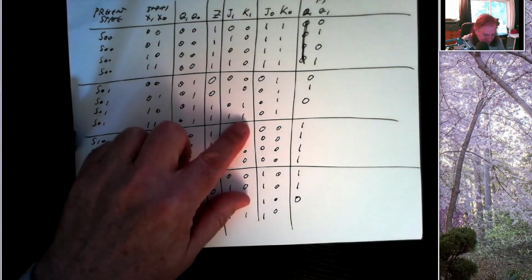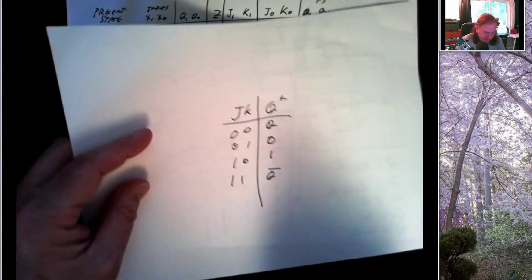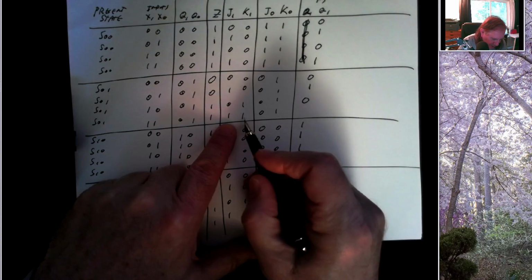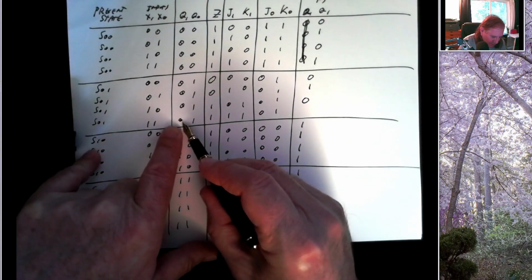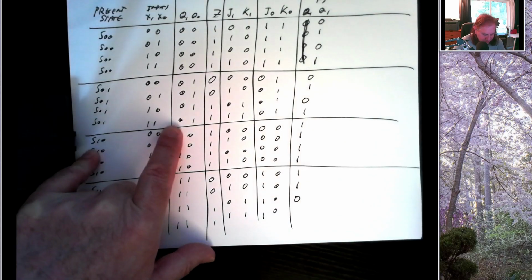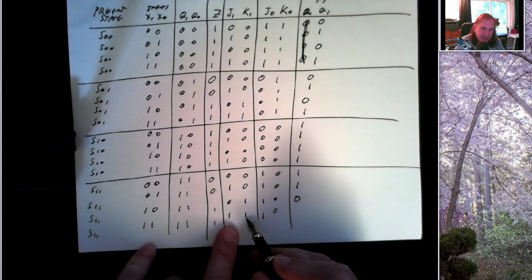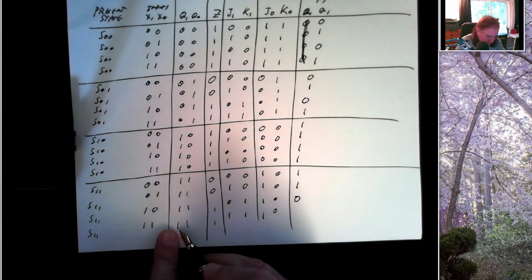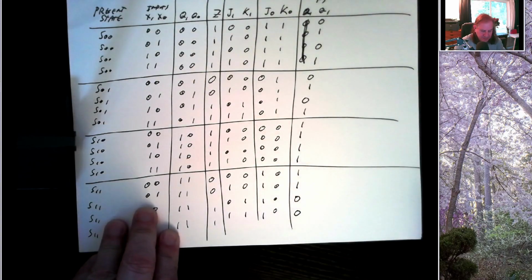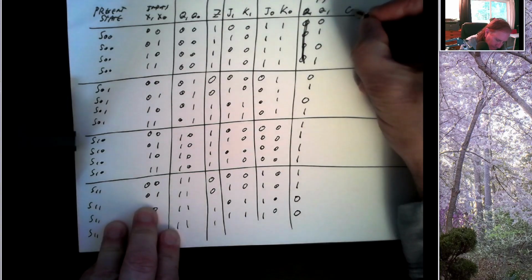And the last case is when J and K are both 1, the flip-flop should toggle. So J and K are both 1. The current value of Q1 is 0. After the clock ticks, it'll toggle to a 1. Here J and K inputs are 1. The current value of Q1 is 1. After the clock ticks, it'll toggle to a 0.